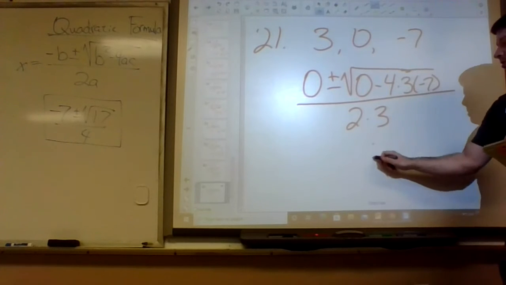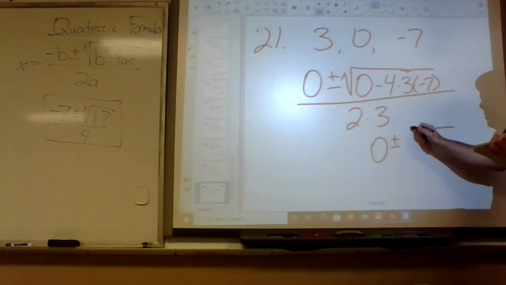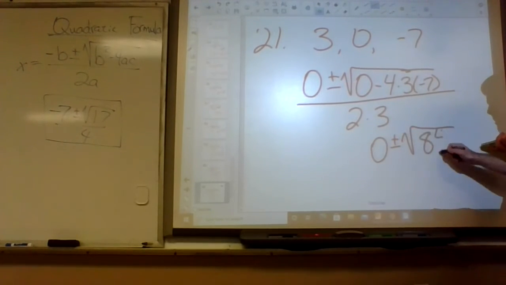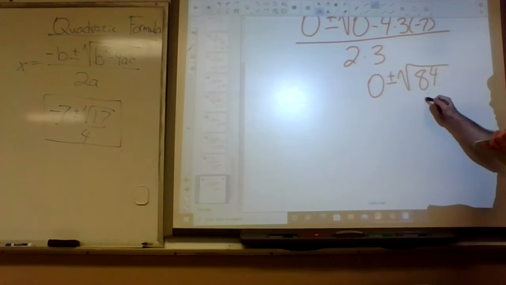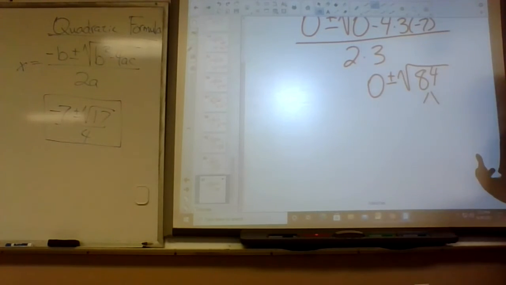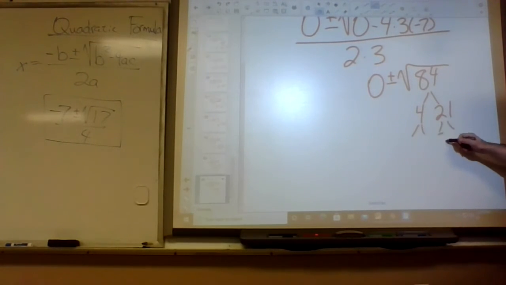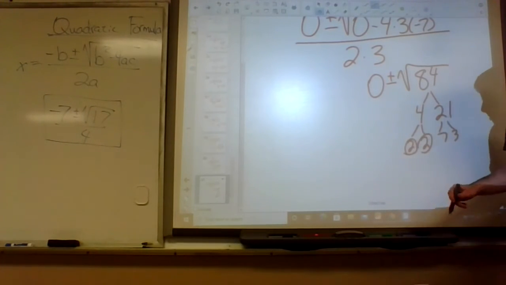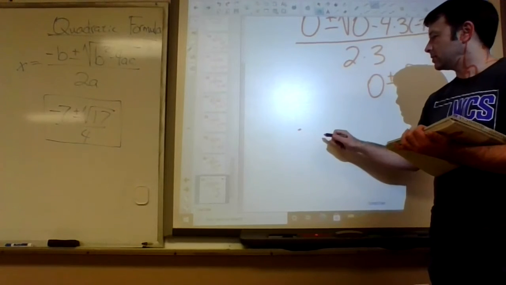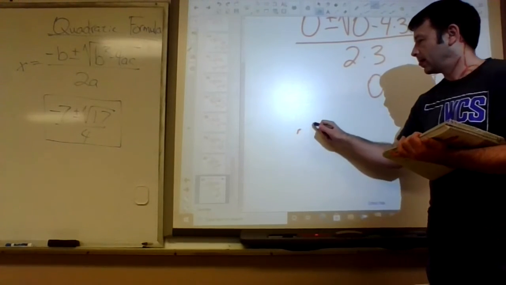Does the square root of 84 simplify? No, not prettily. Yes, it does. Okay, not completely. 84 is 4 times 21. So it is 2 square root of 21.